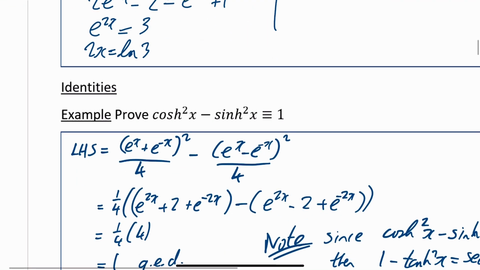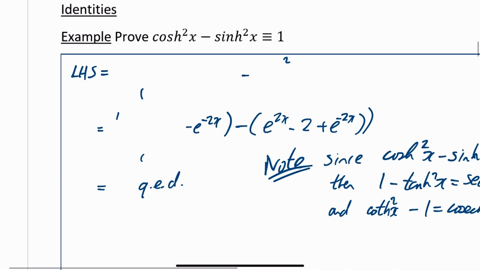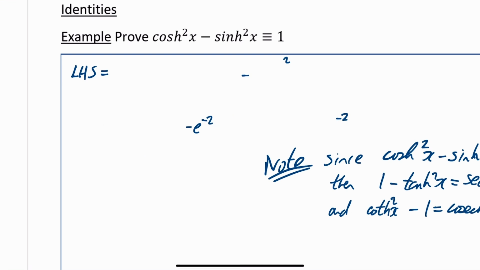Okay, the next one. Again, I've written this out, apologies. For the next one, we want to prove that hyperbolic cos of x squared minus hyperbolic sine of x squared is equal to 1. Very, very important identity, it takes us on to something. We're going to prove this from the basic definitions.